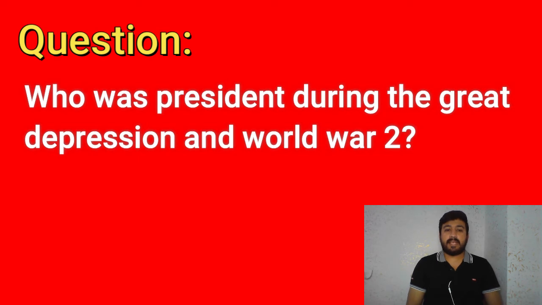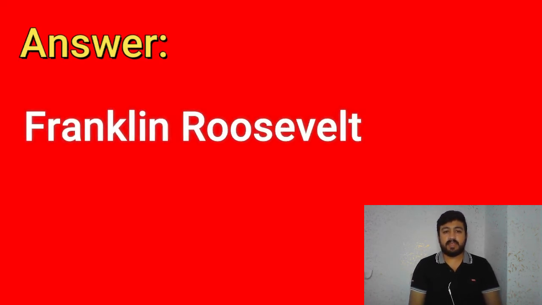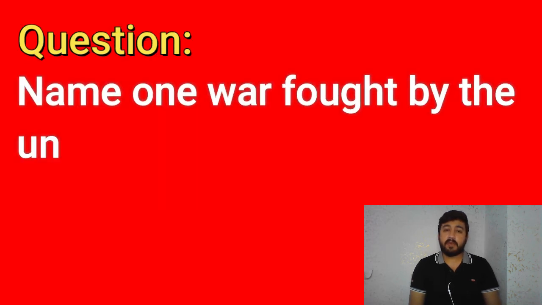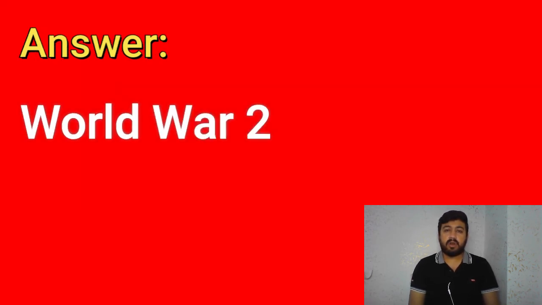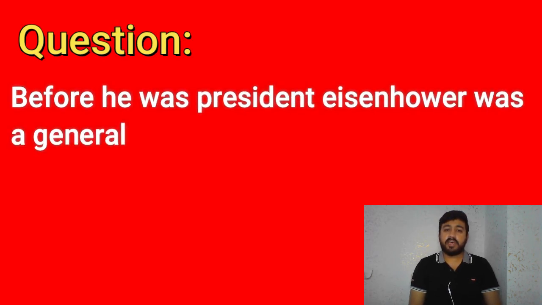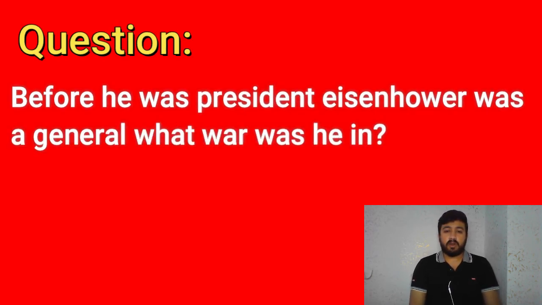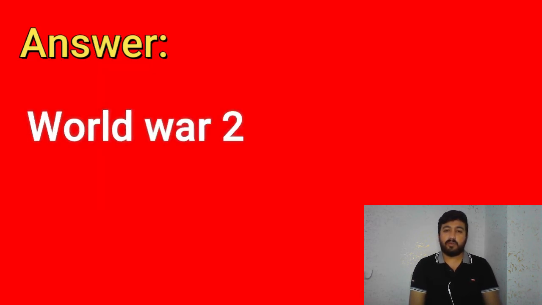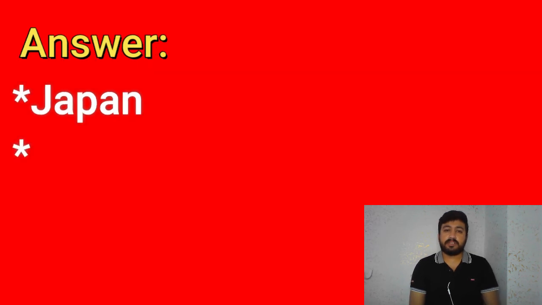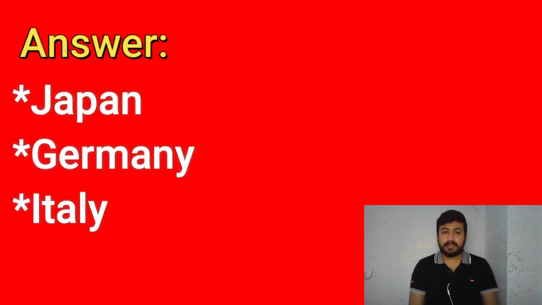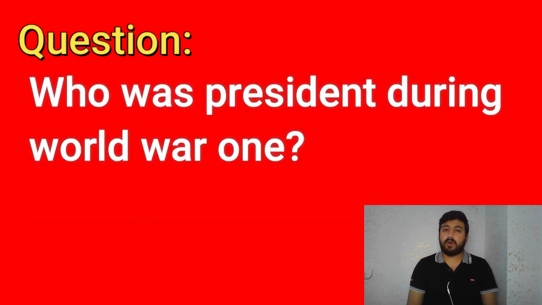Who was the president during the Great Depression and World War II? Franklin Roosevelt. Name one war fought by the United States in the 1900s. World War II. Before he was president, Eisenhower was a general. What war was he in? World War II. Who did the United States fight in World War II? Japan, Germany, and Italy.